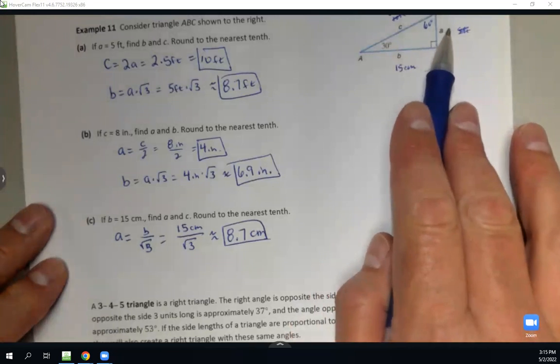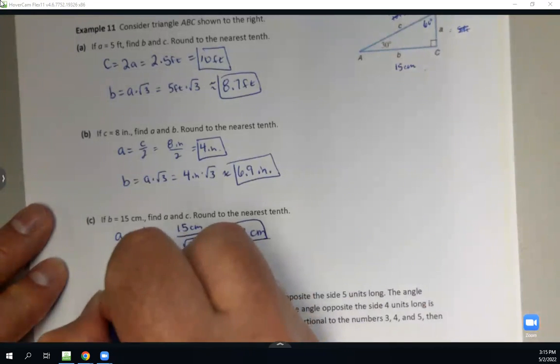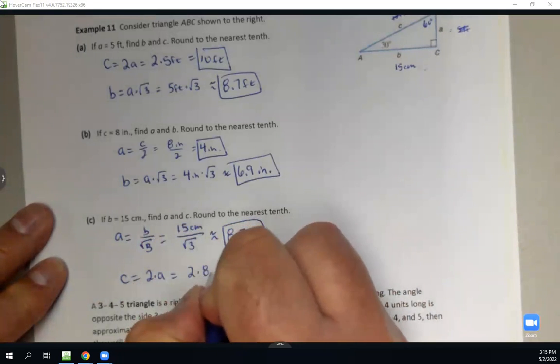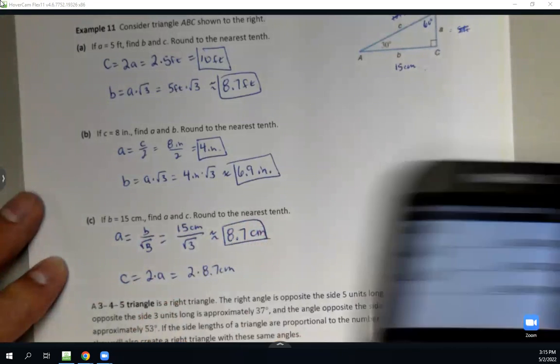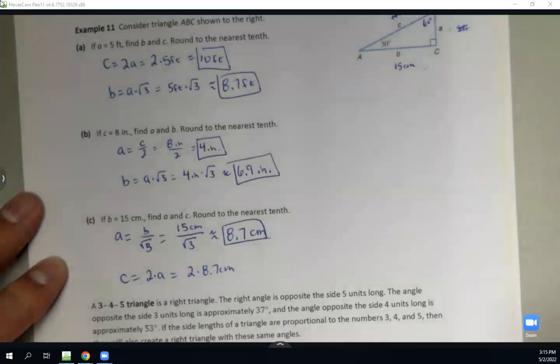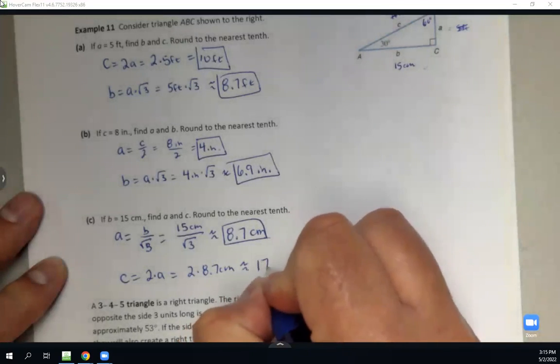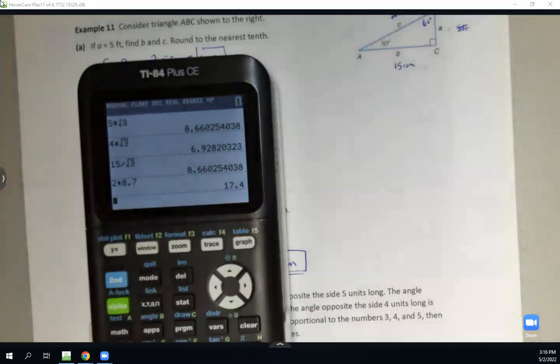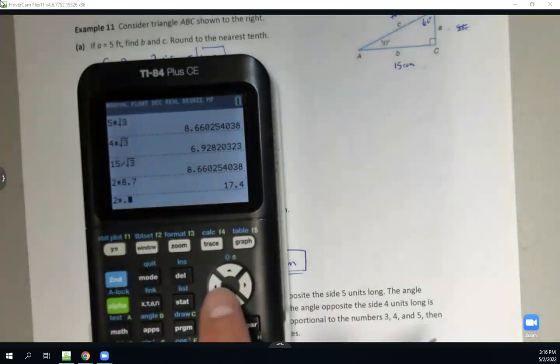So 15 centimeters, this would be 8.7 centimeters. And so now C is 2 times A. So that's going to be 2 times 8.7 centimeters. And 2 times 8.7 is 17.4. Make sense?